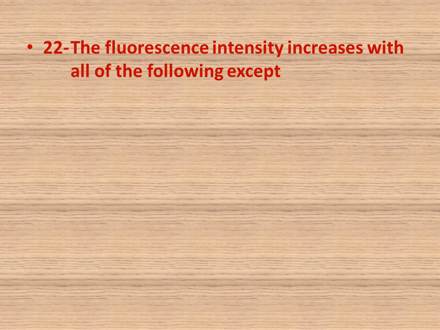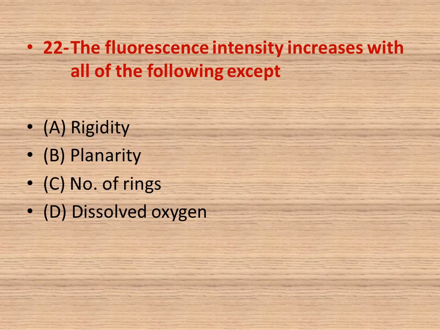Then number 22. The fluorescence intensity increases with all of the following except. So let's see the options. A is rigidity, B is planarity, C is the number of rings, while D is dissolved oxygen. So let's see which one is not responsible for increase in the fluorescence intensity. So that is option D, means dissolved oxygen.